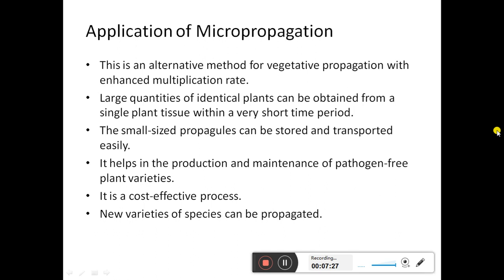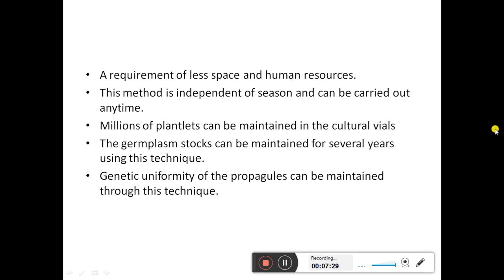New varieties or species can be propagated. It requires less space and fewer human resources. This method is independent of season and can be carried out anytime. Millions of plantlets can be maintained in the culture vials. The germplasm stocks can be maintained for several years using this technique. Genetic uniformity of the propagules can be maintained through this technique.